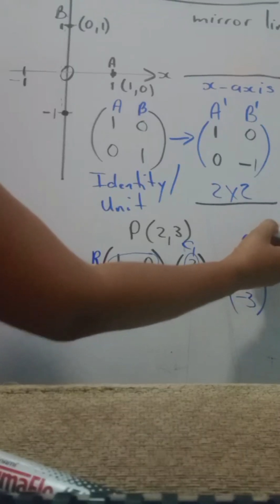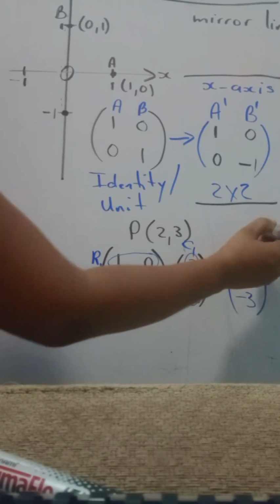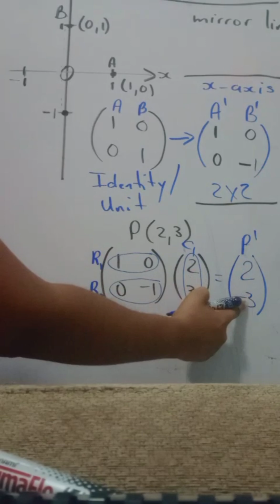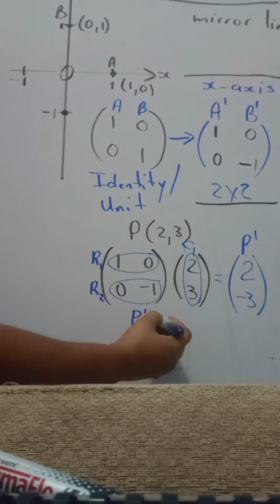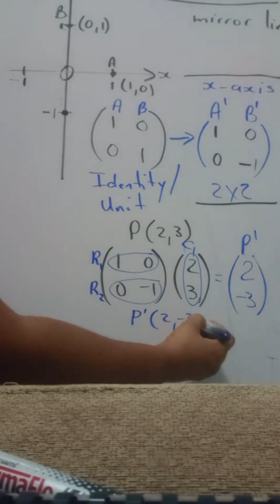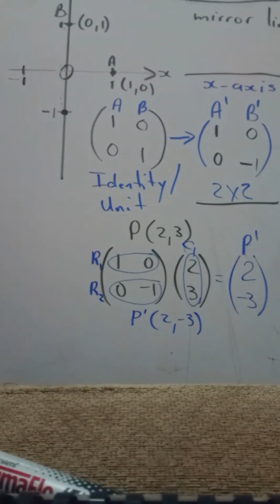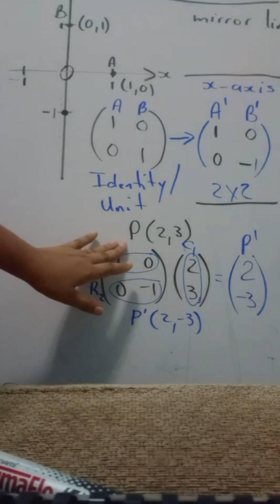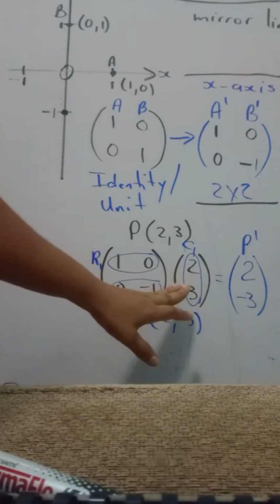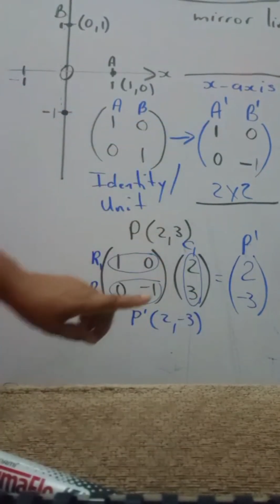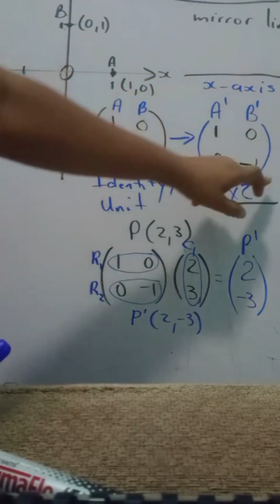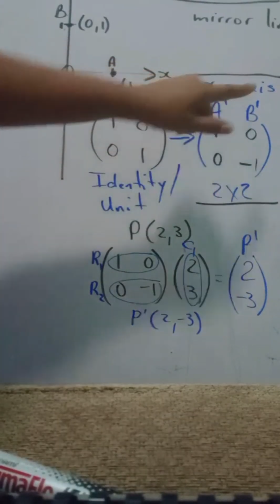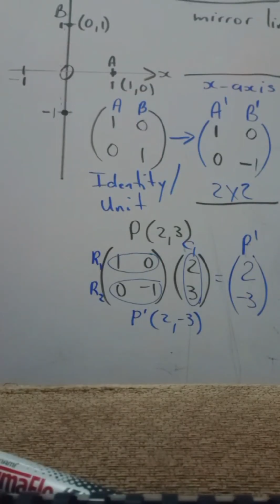This means that P prime would take up the coordinate 2, negative 3, and I'm writing that now in coordinate form. P prime would be at 2, negative 3. So what a matrix does for transformation is that I use the matrix to multiply the coordinates written in column format, and I would have obtained the matrix from here, which represents this matrix is the matrix for an x-axis reflection.